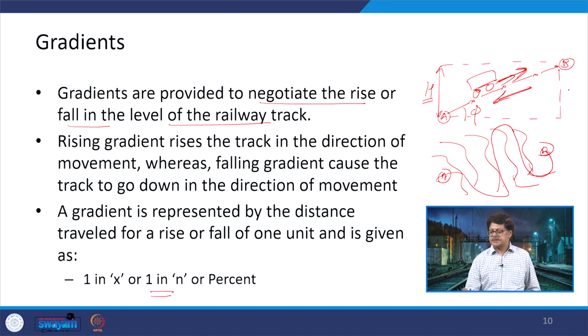So, this is y, and this is the distance n which is being moved. Or it can be in percent. We can provide the values in percent for the gradient, and when we say 2%, that means it is 2 by 100 or 1 by 50. So, it comes back to the same condition. So, 1 in n means 1 in 50. Any of these ways can be used to represent it.